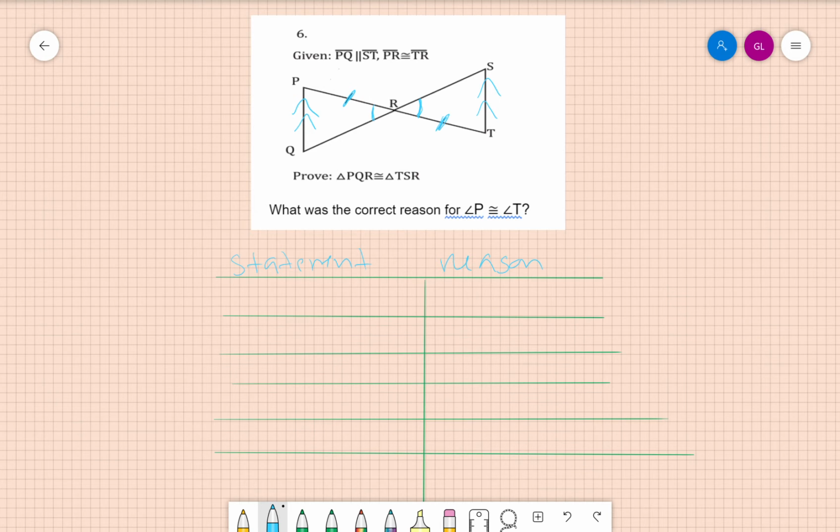So we have our statements and reasons. First, they give it to us. They tell us that segment PR is congruent to segment TR, and that was given. And then for the second one, we might as well just list the givens first. So now we want to say that our line PQ is parallel to our line ST, because that'll set up the next one that we have to do.